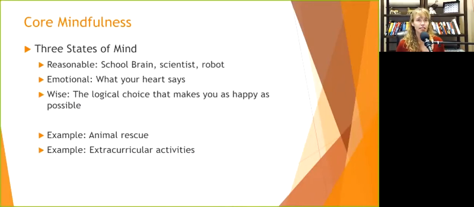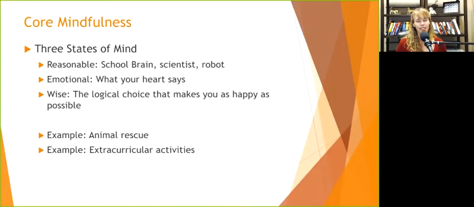So remembering in core mindfulness, there are 3 states of mind. Reasonable, which when you talk with children, you can use words like it's your school brain, or your scientist, or think like a robot. This is the mind that doesn't have a lot of emotion. If they're into television, you can maybe make the analogy between that and Data, who was on Star Trek: The Next Generation. That may be your older adolescents who are Trekkies. Helping them understand that this reasonable mind is separate and distinct from the emotional mind.